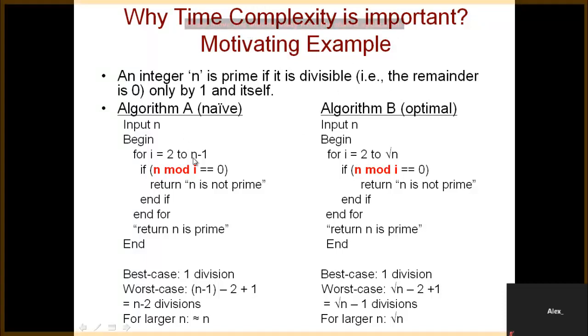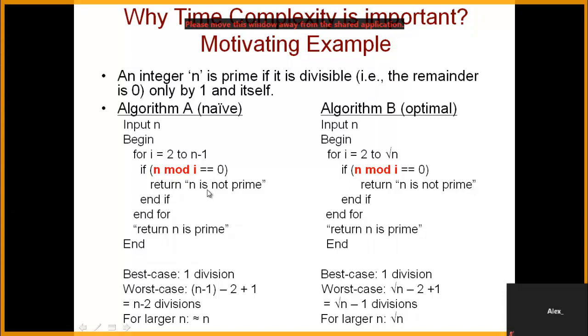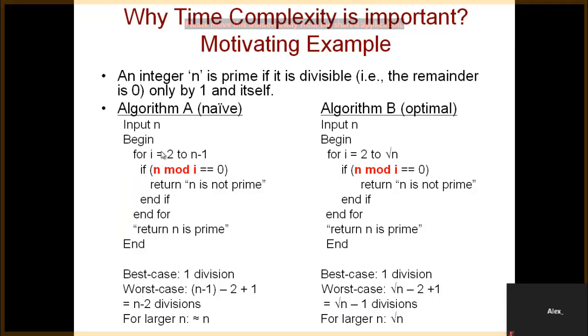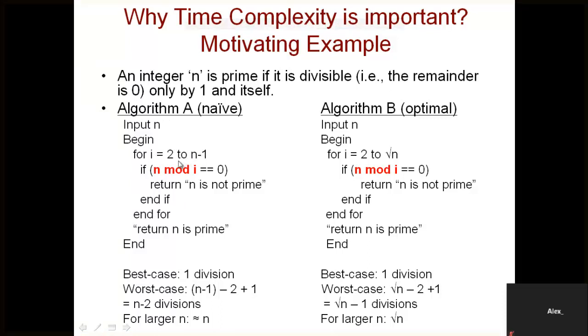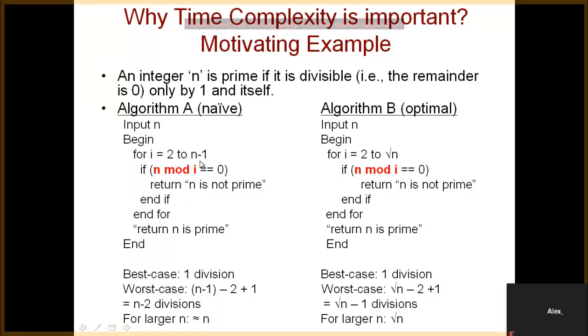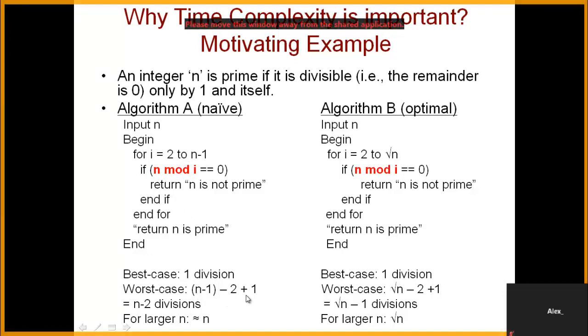You're going to check every integer from 2 to n minus 1 and check if the remainder is 0. If the remainder is not 0, then you keep continuing. If the remainder is 0, we can stop and say that n is not prime. So basically here we do division repeatedly. That's the basic operation. How many times we do the division depends on how many times you run the for loop. You run it from 2 to n minus 1, so the number of times we run the for loop can be considered as n minus 1 minus 2 plus 1.